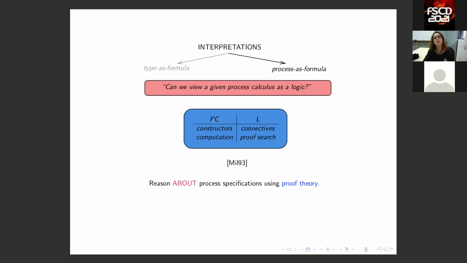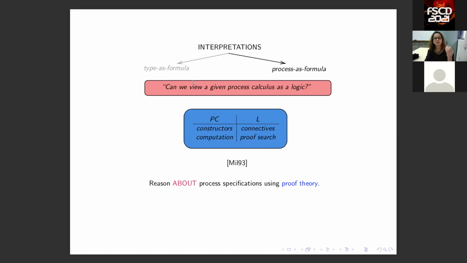Okay, so his basic question about processes formula is this one. This is different: we're not going to use logic to characterize the calculus somehow. It's related, but it's from inside out. So can we view a given process calculus as logic? This is the question, okay?